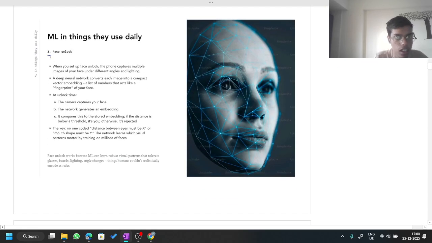Another application is face unlock. So here are the steps listed. When you set up face unlock, it captures multiple images. Like you set up a face lock and it will try to capture your face under different lighting conditions or possibly by tilting your face sideways like that. A deep neural network is basically doing the work, where each of your images is converted into a vector embedding. As a matter of fact, the vector embedding concept is very popular in NLP based tasks also.